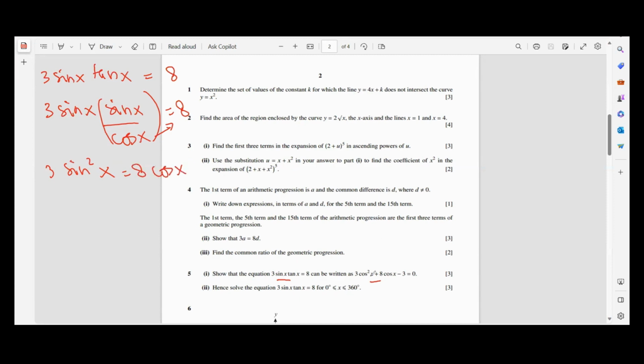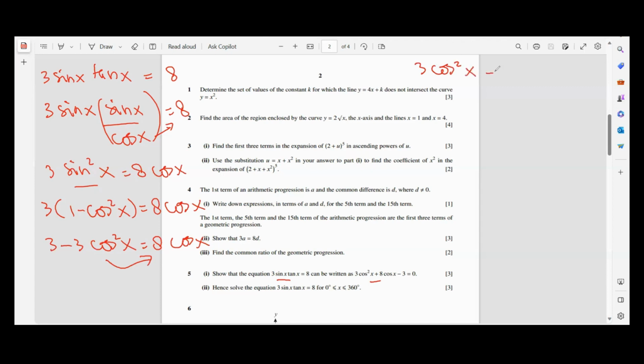And then it asks us to make it in terms of cos, so this sine square becomes 1 minus cos square. So 3 times 1 minus cos square x equals 8 cos x. I expand it, becoming 3 minus 3 cos square x equals 8 cos x. And then I have to make it equal to 0, so everything I move to the right. It will become 3 cos square x plus 8 cos x minus 3 equals 0. So it's proven.